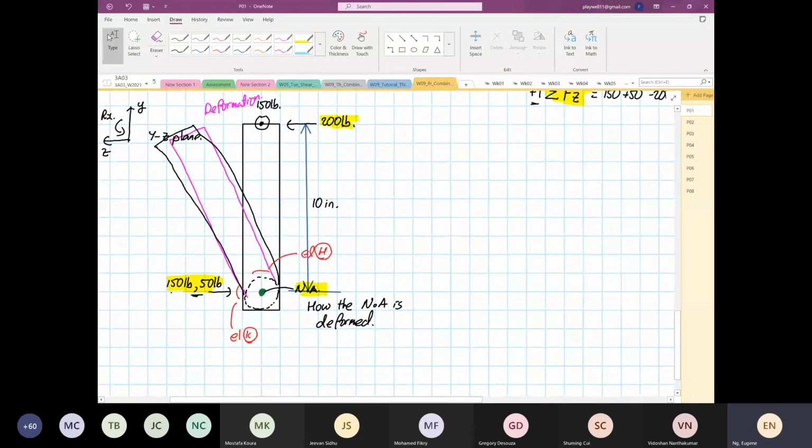Anyone can tell me why? Okay, no doubt the arm carrying the 200-pound load can be bending, but it's fine. We only focus on where the neutral axis is and the position relative from the neutral axis to the element. Why is that? Anyone? The answer is simple, because what we are interested in is the stresses on elements H and K. This is the primary reason why we have to construct where the element is and where the neutral axis is.